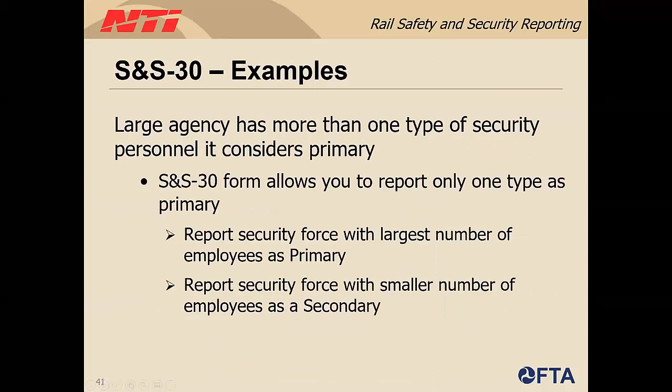NTD allows for only one primary personnel type. If your agency has more than one type of security personnel it considers its primary, report the security force with the largest number of personnel as the primary and the smaller force as secondary. For further information on the S&S-20, please see the S&S policy manual on the NTD website or ask your analyst for assistance.